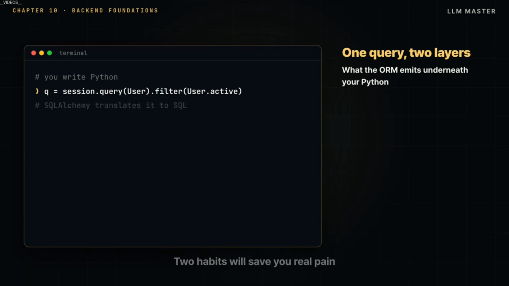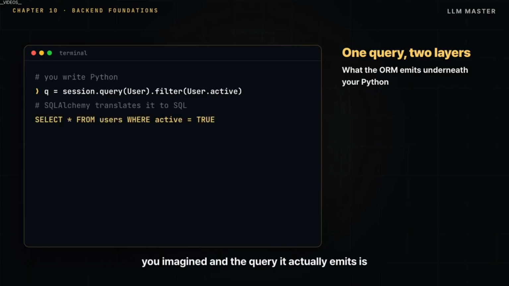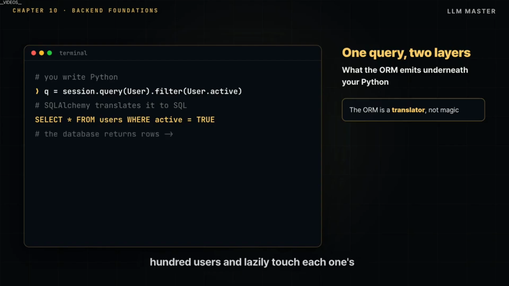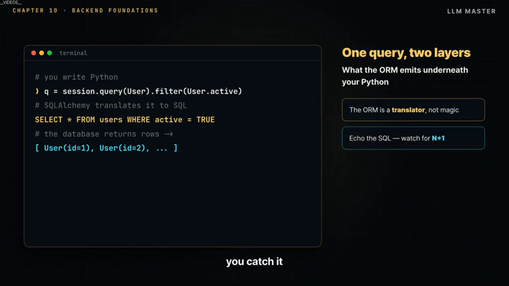Two habits will save you real pain. First, learn to watch the SQL it generates. Most ORMs can echo it, because the gap between the query you imagined and the query it actually emits is where slow endpoints are born. Second, know about the N+1 trap. Loop over 100 users and lazily touch each one's related rows, and you've quietly fired 101 separate queries instead of one join. The ORM makes that mistake feel like innocent Python. When you understand the SQL underneath, you catch it. Treat the ORM as a convenience over SQL, not a replacement for understanding it.